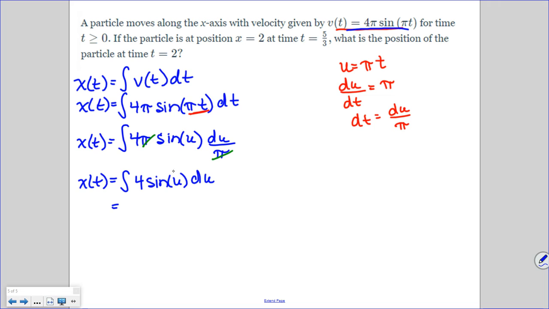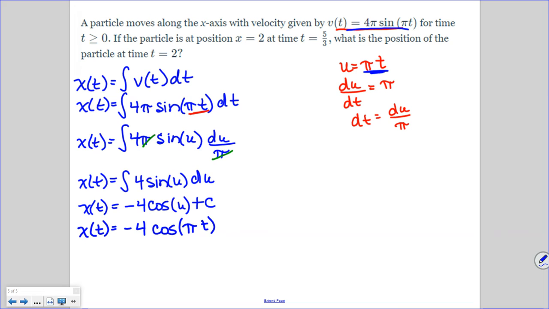And I have to think, okay, what's the antiderivative of sine? It's negative cosine. So the antiderivative of 4 sine is negative 4 cosine of u plus a constant. But then I'm going to substitute back in for the u, the pi t. So x of t equals negative 4 cosine of pi t plus the constant. So now I'm starting to get an equation for position.